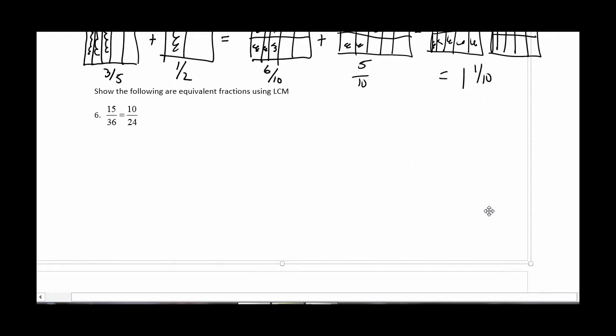On number 6, show the following are equivalent fractions using the LCM method. So I need to first calculate the LCM of the denominators.